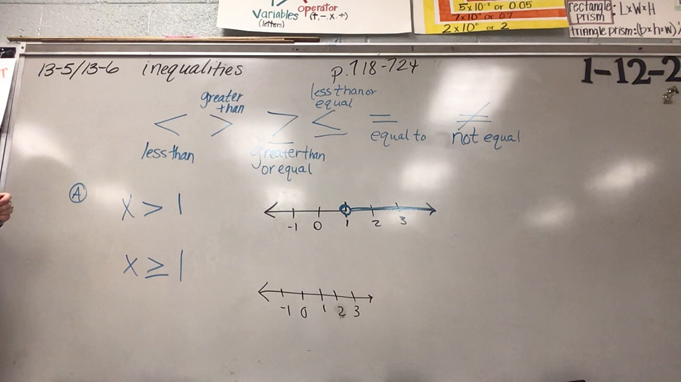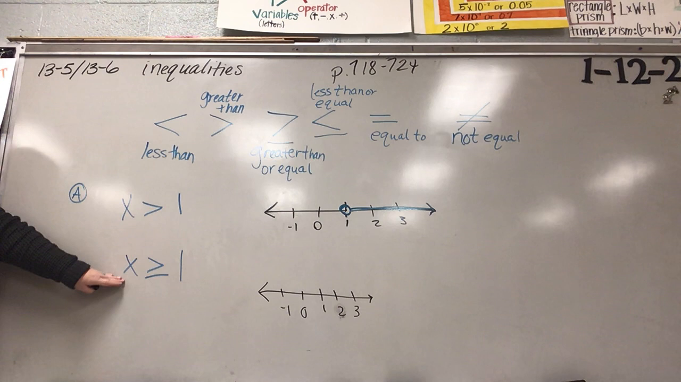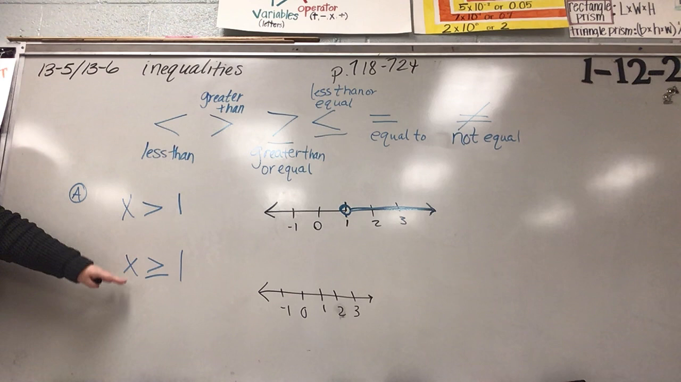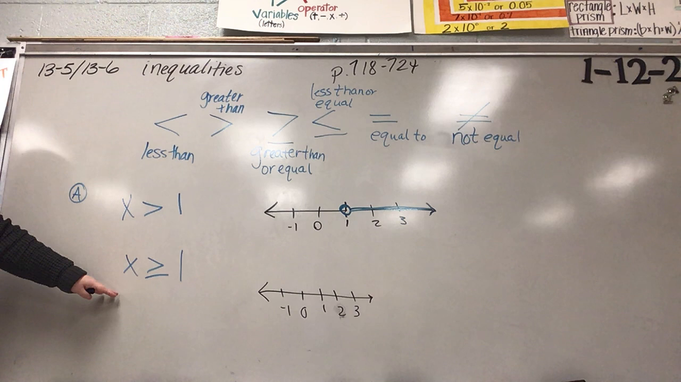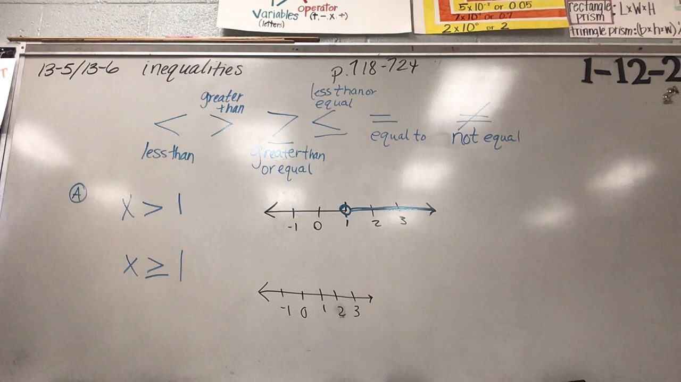But this says X is greater than or equal to. What do you think is going to be different here? It would probably have 2 on 1. Oh, you think? Wait, if it was 1.1, it would still be greater than. Yeah, 1.1 is still greater. It would still be equal because it's still 1, right? No, because 1.1 is not equal to 1. Okay. So let me show you the difference.